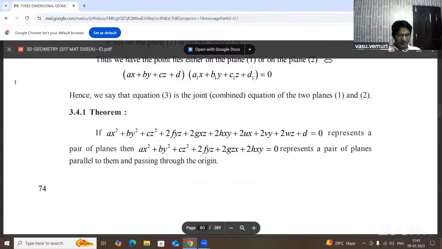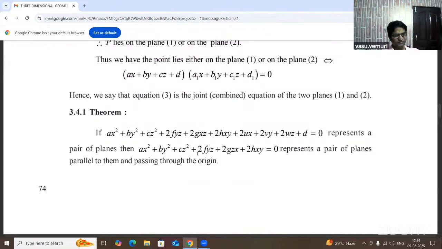And again, when u, v, w are 0, we are getting the remaining equation ax² + by² + cz² + 2fyz + 2gzx + 2hxy = 0. This also represents a pair of planes passing through the origin. So the pair of planes parallel to it and passing through the origin means we are taking the given equation ax² + by² + cz² + 2fyz + 2gzx + 2hxy.